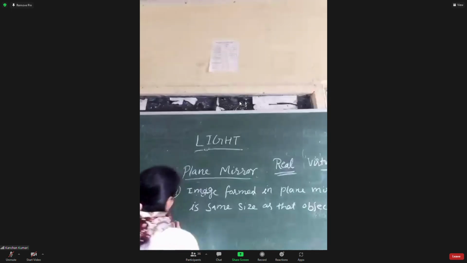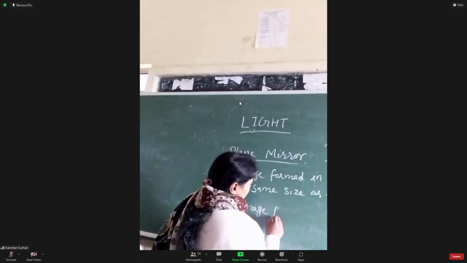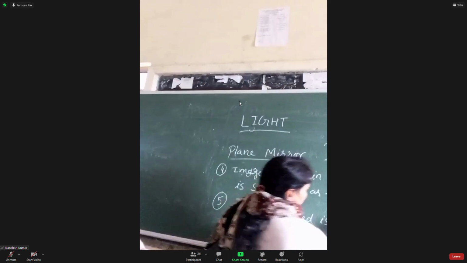Now the next one is: image formed is laterally inverted.